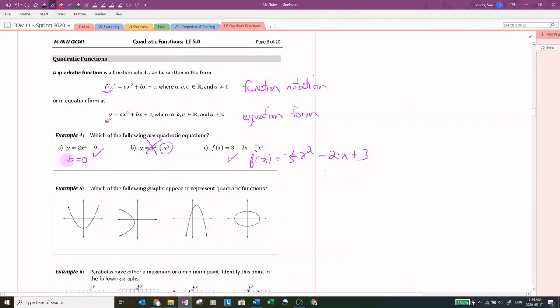Example 5, which of the following graphs appear to represent quadratic functions? Well, this one does. This one not, because it's not a function. It's a parabola shape, but it's on its side, so that doesn't work. It has to open up or down. This one, yes, and this one, no, because this is also not a function. Okay.